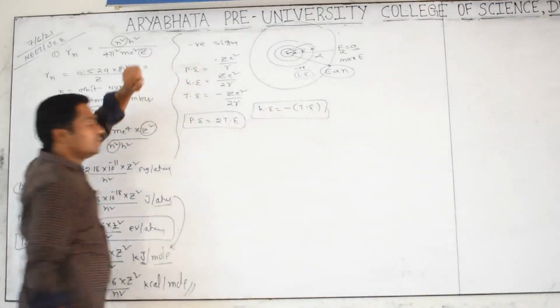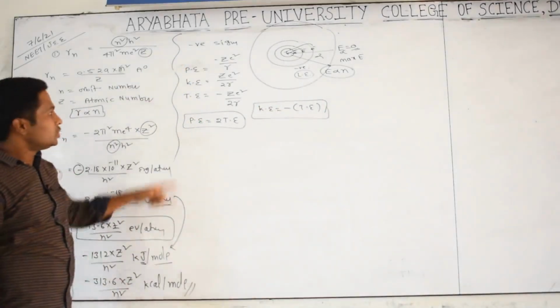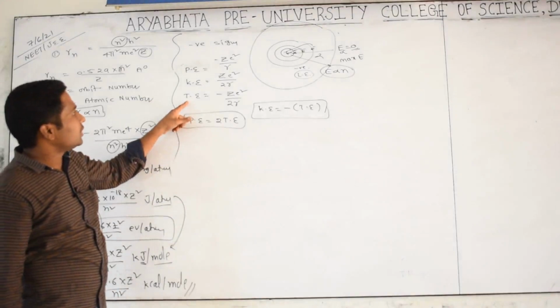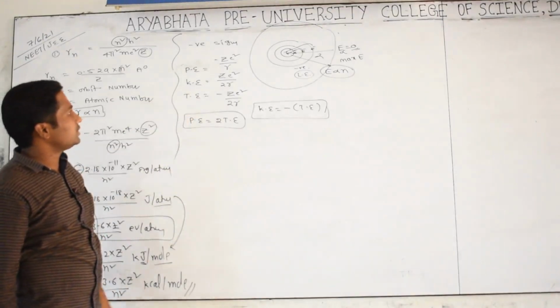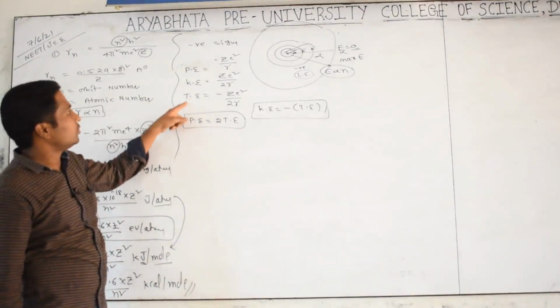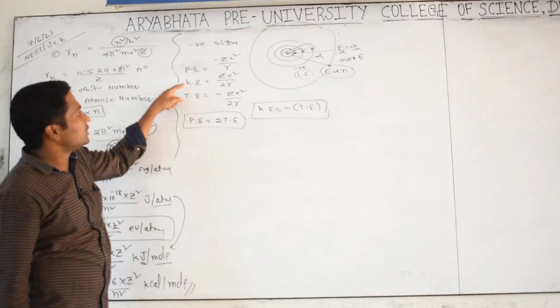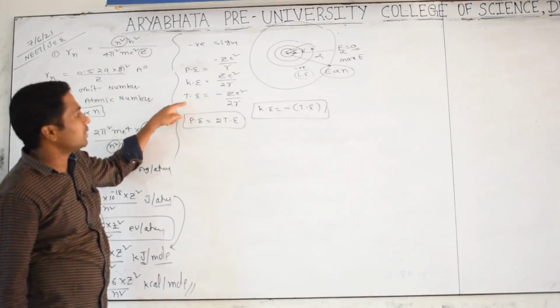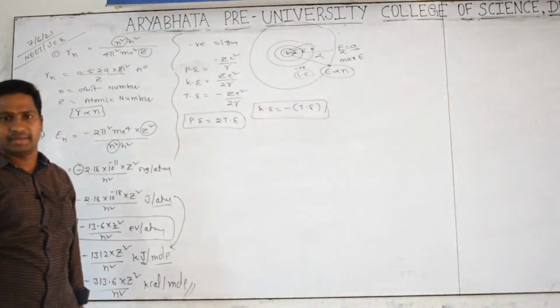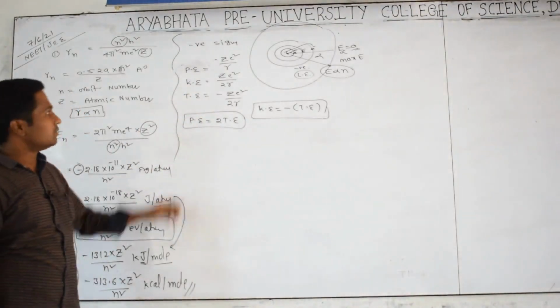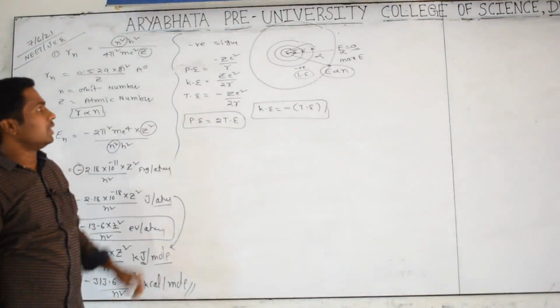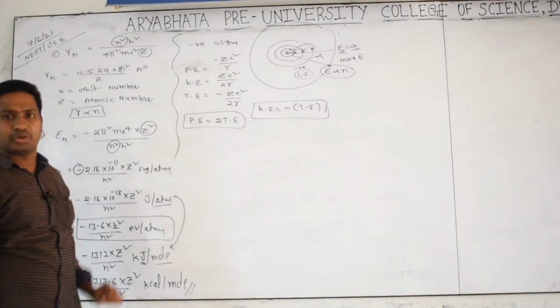Are you understanding or no? Yes, it is a very important thing. Potential energy is equal to 2 times the total energy. Otherwise kinetic energy is minus of the total energy. All of you understood? It's a very important thing. We have to get it very carefully.